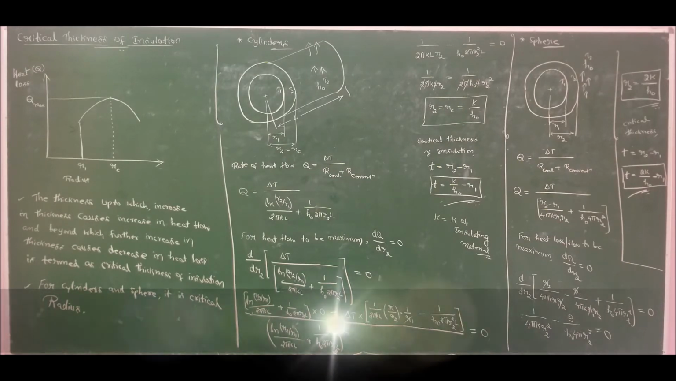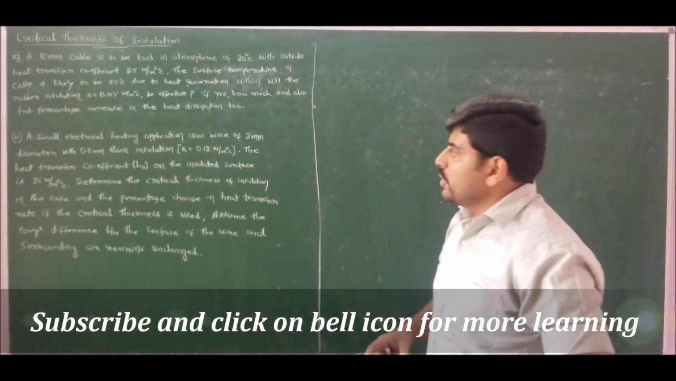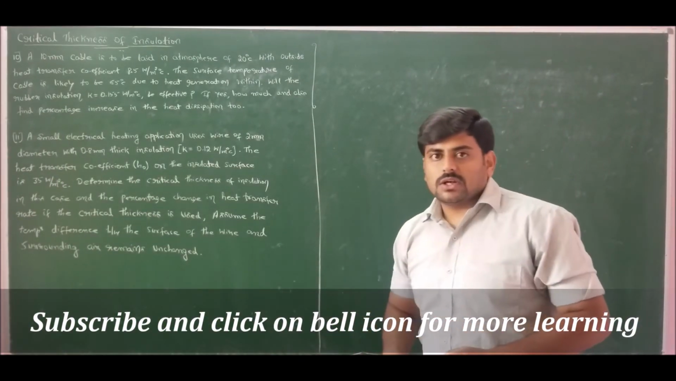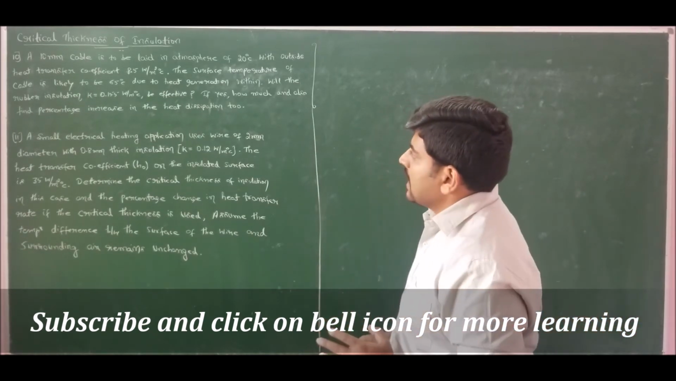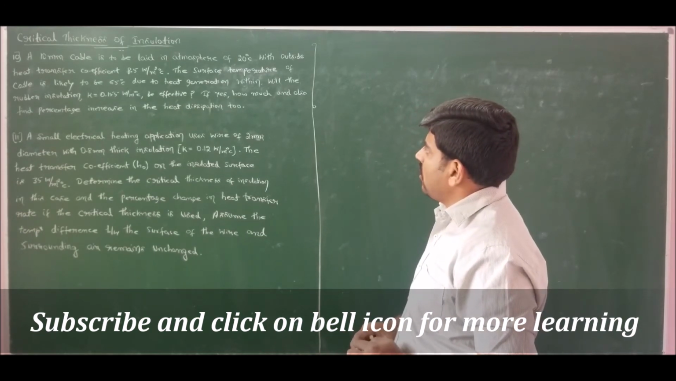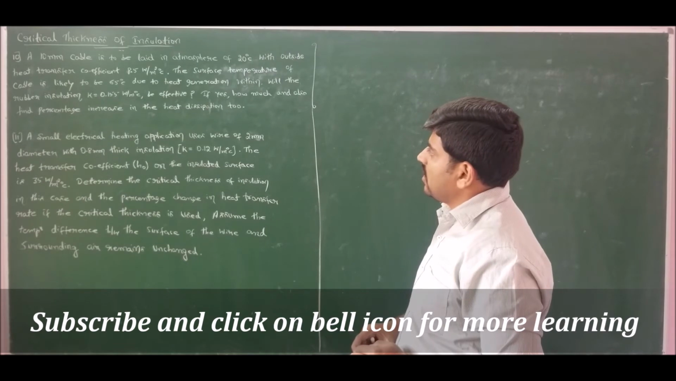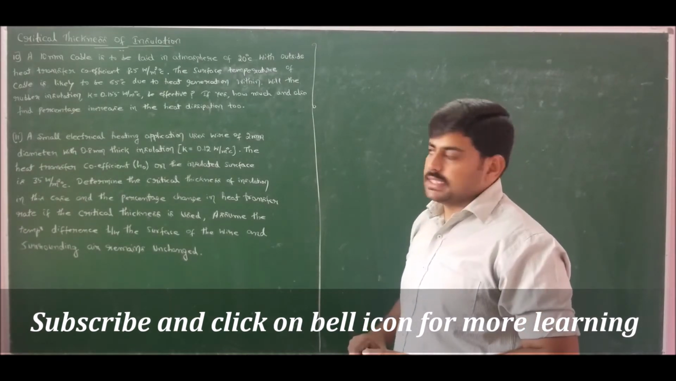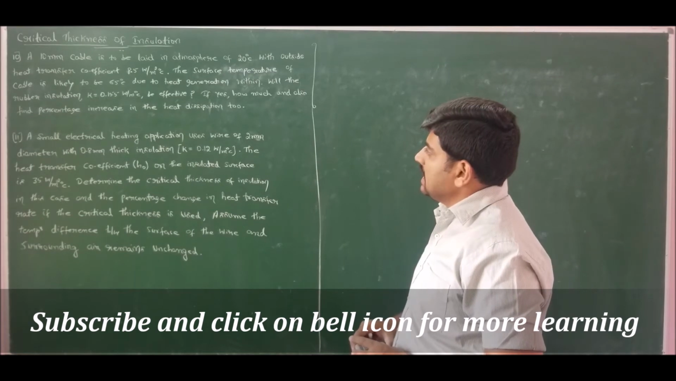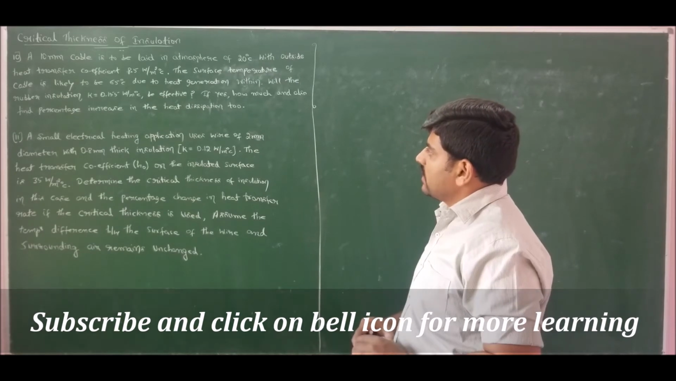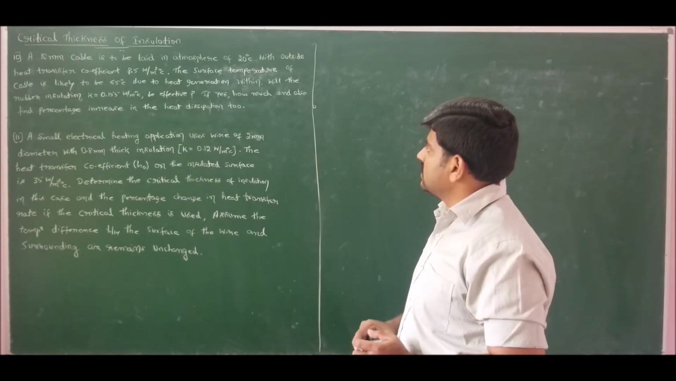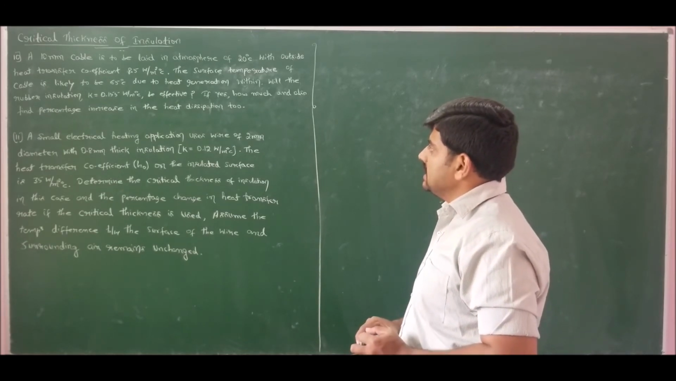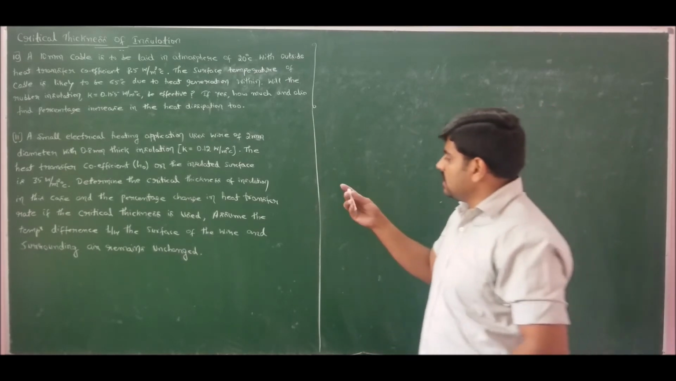Now moving ahead, problem number 10 of our discussion on 1D steady state heat conduction, which is based on critical thickness of insulation, states that a 10 mm cable is to be laid in atmosphere of 20 degrees Celsius with outside heat transfer coefficient of 8.5 watt per meter square degree Celsius. The surface temperature of the cable is likely to be 65 degrees Celsius due to heat generation within. Will the rubber insulation of k equal to 0.155 watt per meter degree Celsius be effective? If yes, how much? And also find percentage increase in the heat dissipation. Let us solve this problem.